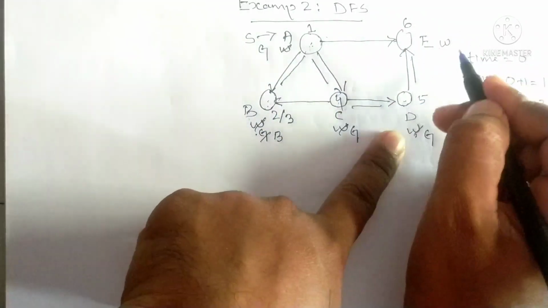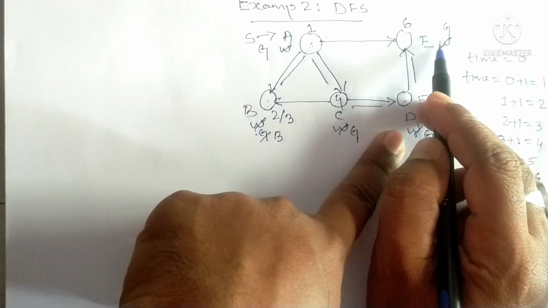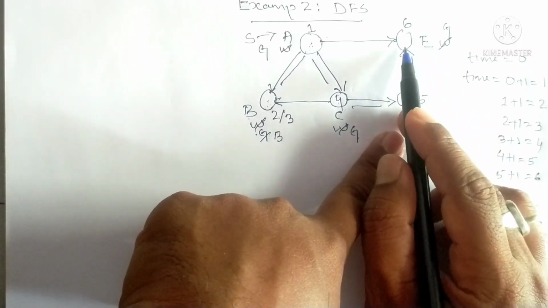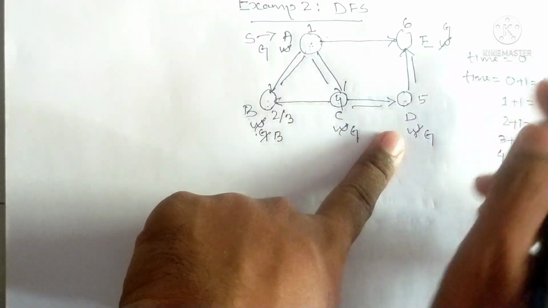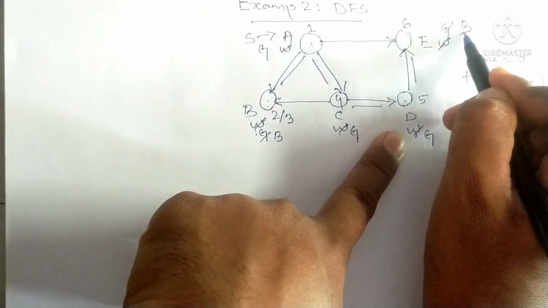After assigning the time, change the color to gray. After changing the color to gray, find any new adjacent vertex with white color. There is no new adjacent vertex connected to E with white color. So that's why it will be assigned as your black. It will be painted with the black.